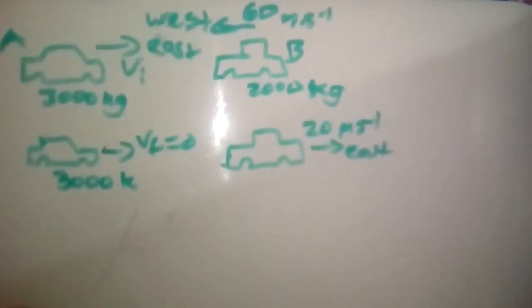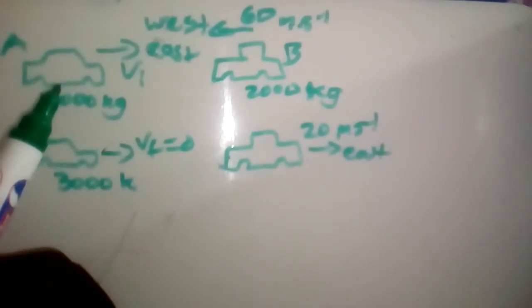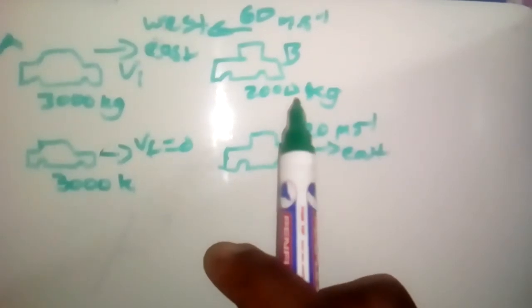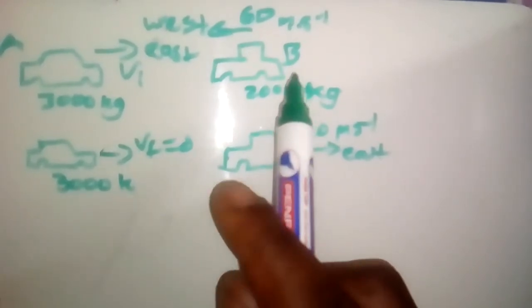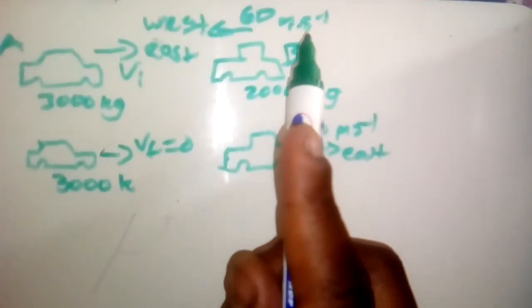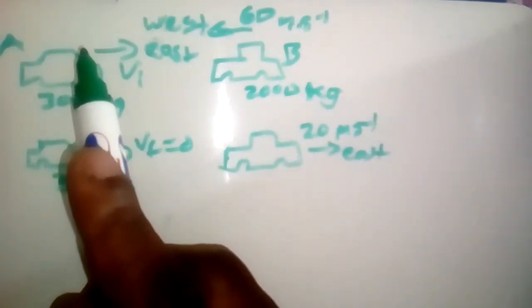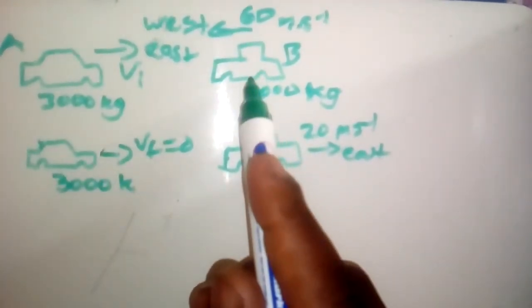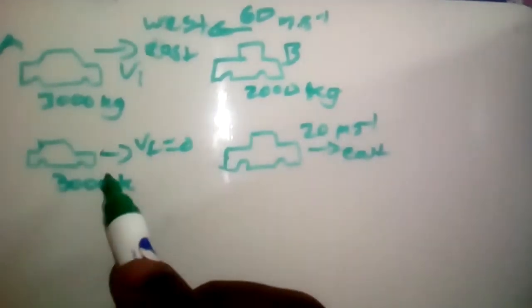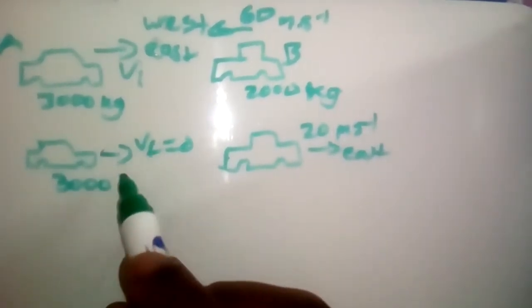Here is another scenario. So this car was moving at an unknown velocity, let's just say it's unknown, to the east, and it has a mass of 3,000 kgs, while this one has a mass of 2,000 kgs, and it's moving at a velocity of 60 meters per second to the east, right? And then it collides. Then after the collision, this one now moves at a velocity of 0, meaning that it's at rest, right?